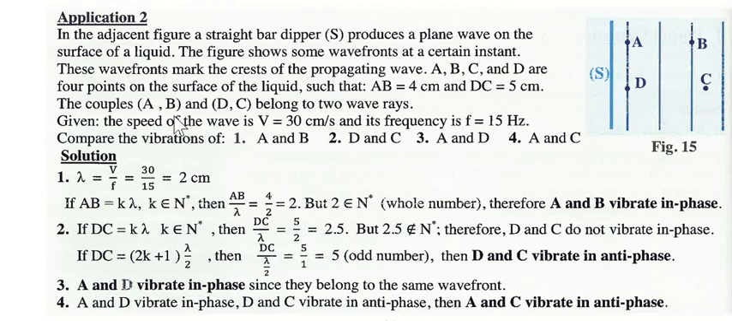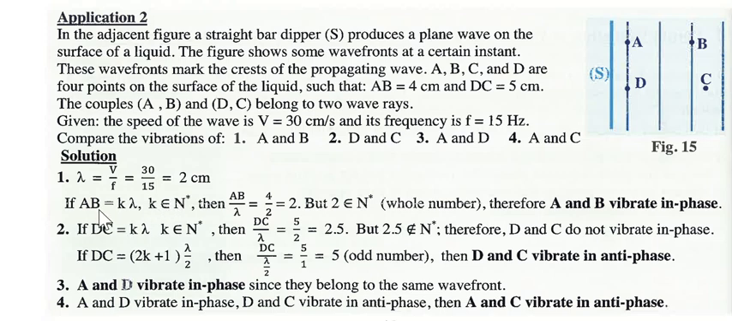The speed of the wave is 30 centimeters per second. The frequency, how many cycles per second, is given by this dipper as 15 hertz, meaning it gives me 15 cycles every second. Compare the vibratory state, the vibrations, of A and B. Simply, we have AB, but before doing any calculation we need the wavelength, because we want to compare the distance to the wavelength. So first of all you calculate the wavelength, which is speed over frequency, and we get 2 cm.